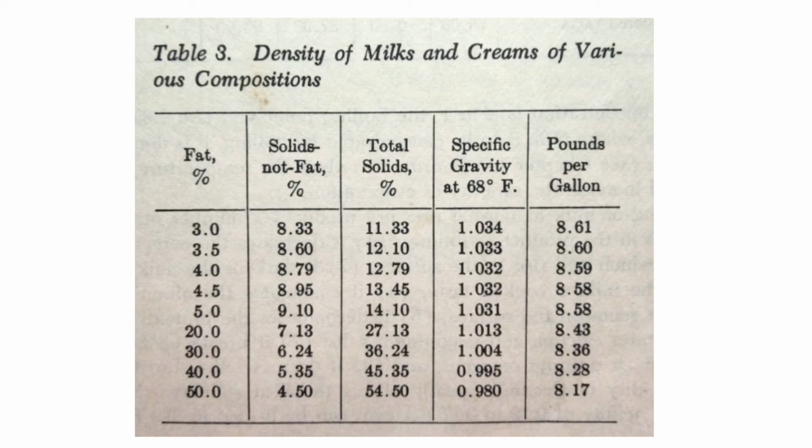So these are the specific gravities at different fat percentages: 3, 3.5, 4, 4.5, 20, 30, 40 and 50. At 50% fat, the SNF is 4.50 and the total solids content is 54.50. Then the specific gravity is 0.980 and pounds per gallon is 8.70.